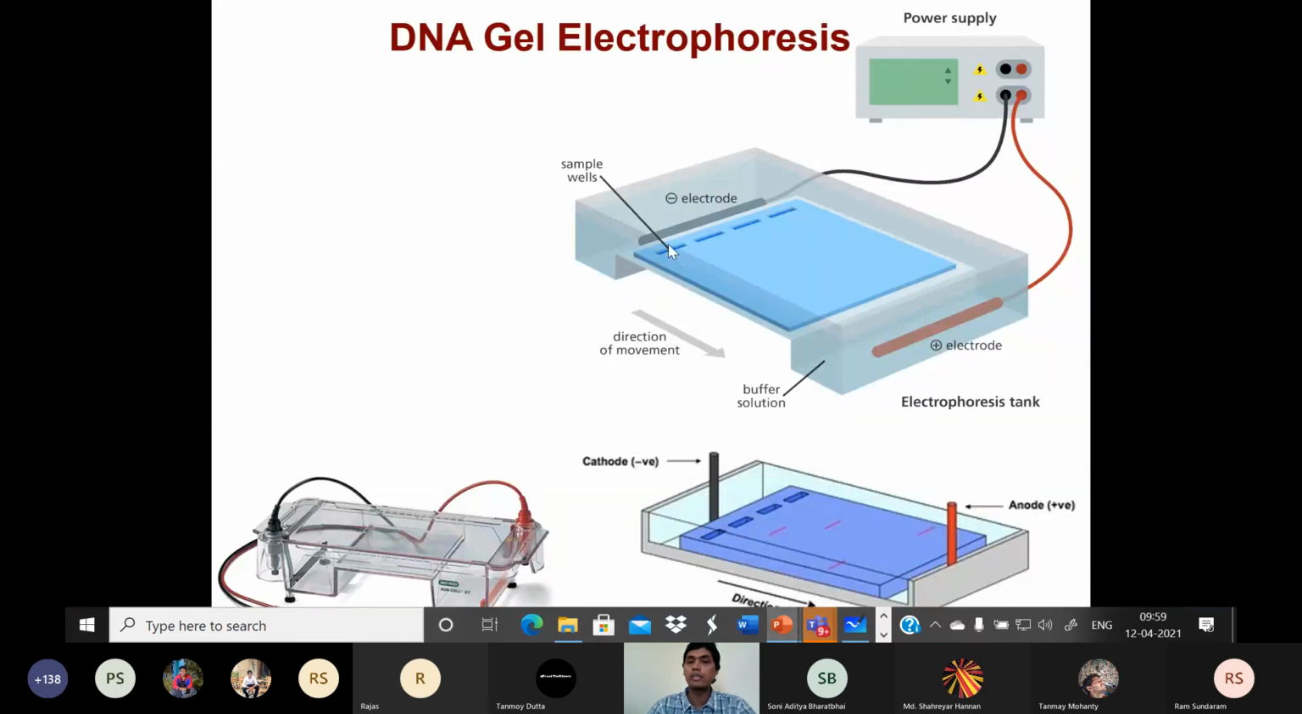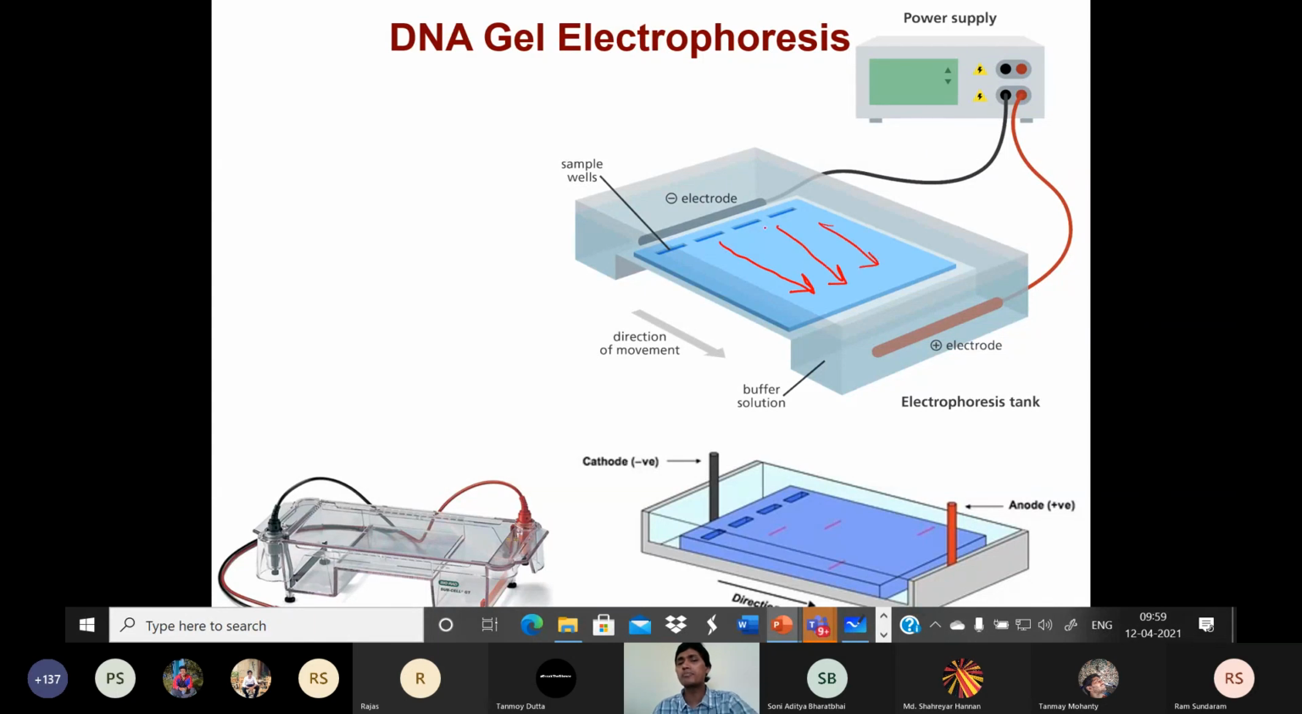Those are the sample wells. So you can load samples here. Now you have to put your DNA here. You have to load DNA here, and the whole thing you have to place in this box, in this system, which is filled with buffer also. Now if you connect this to some power supply with the negative terminal here and the positive terminal here, as you know that DNA is negatively charged, then what will happen? DNA will start migrating from negative to positive direction.